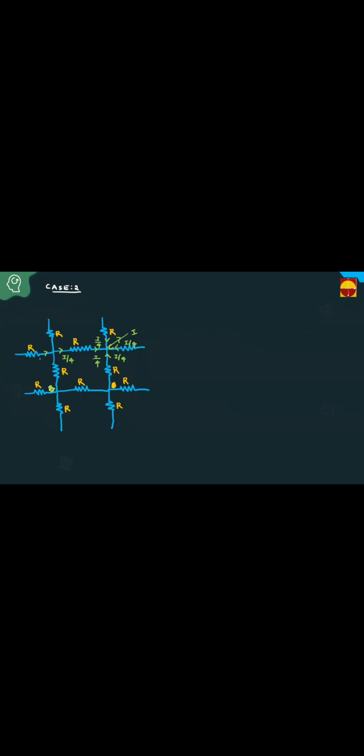What about this current? This is I by 12, this is I by 12, this is I by 12. Then only it is I by 4 now. Here I current is leaving. Then it is I by 4, this is I by 4. If it is I by 4, what are the currents at this node? I by 12, I by 12.